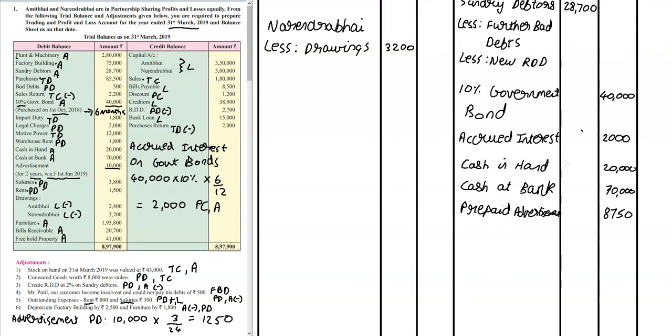Next is furniture. Furniture we can place here, and in the inner column, because we have depreciation coming up later, 1,95,800, and so leaving space for that entry, we have bills receivable amounting to 20,700, and freehold property amounting to 41,000.